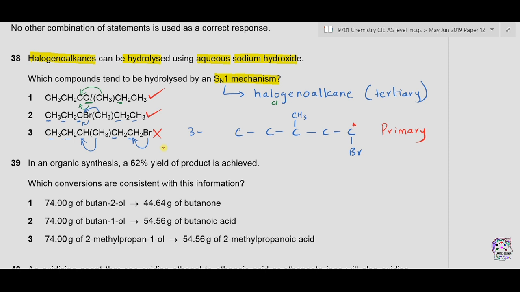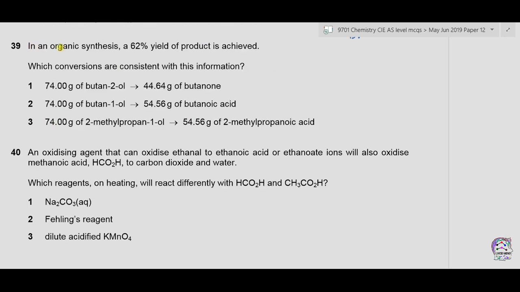So therefore this is incorrect. So option 1 and 2 are correct. So therefore answer is B. Question 39. In an organic synthesis, a 62% yield of product is achieved. Which conversions are consistent with this information?